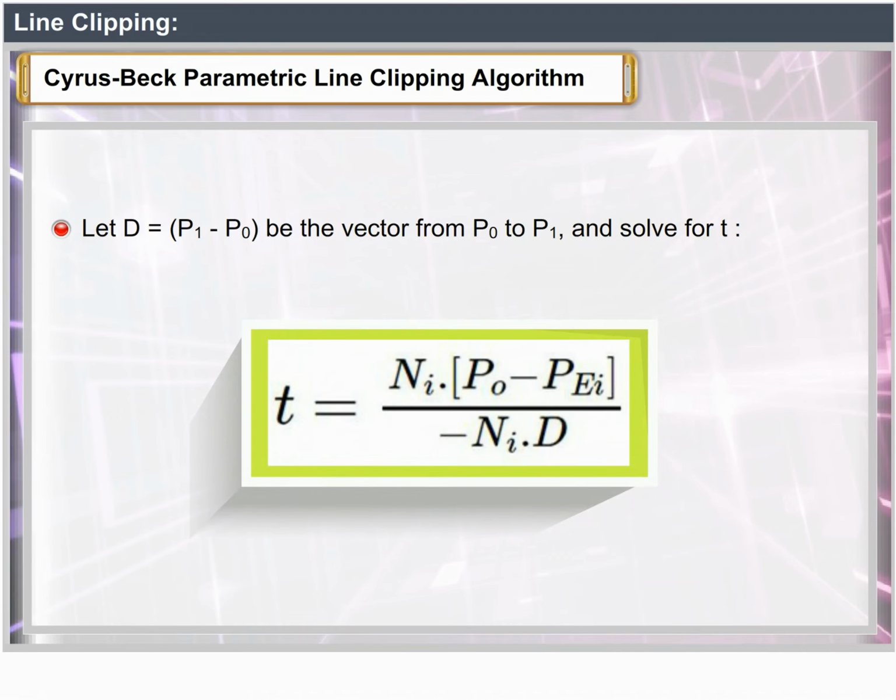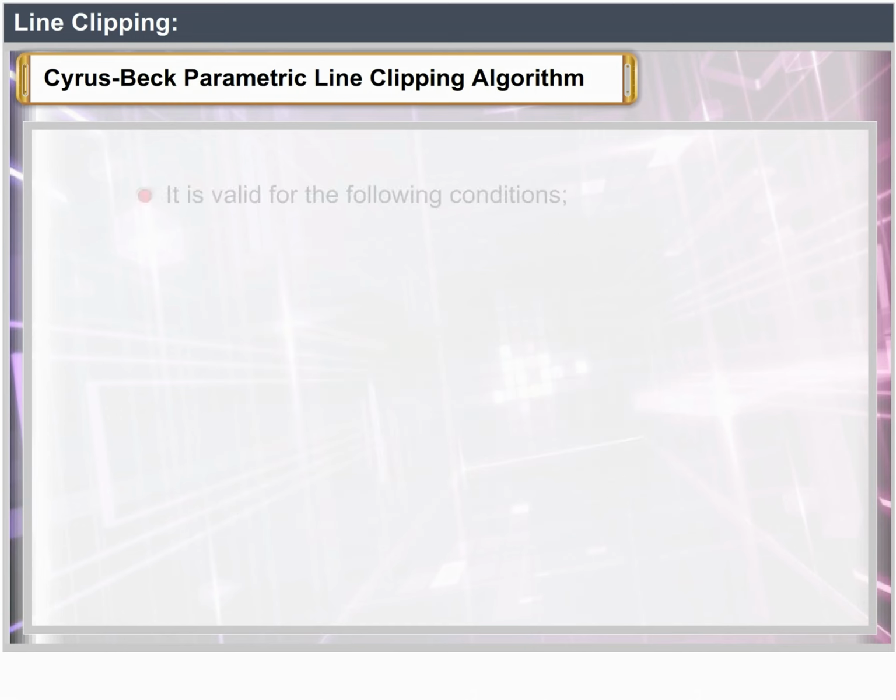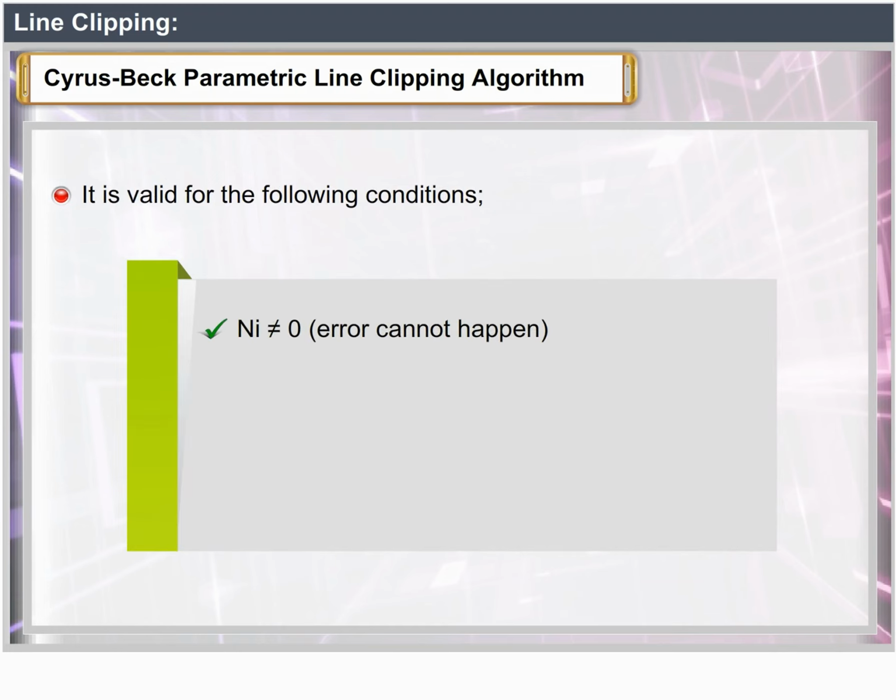t equals Ni · (P0 − PEi) over −Ni · D. It is valid for the following conditions. Ni not equal to 0, error cannot happen. D not equal to 0, meaning P1 is not equal to P0. Ni · D not equal to 0, meaning P0 P1 is not parallel to Ei.